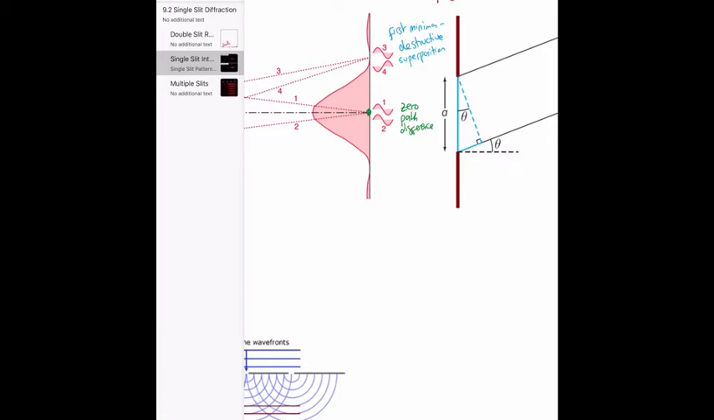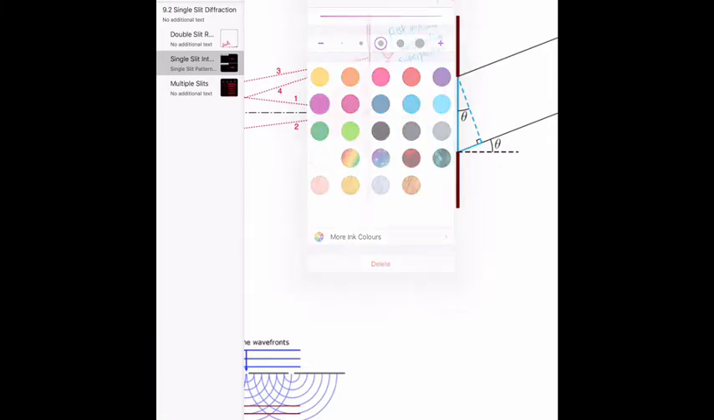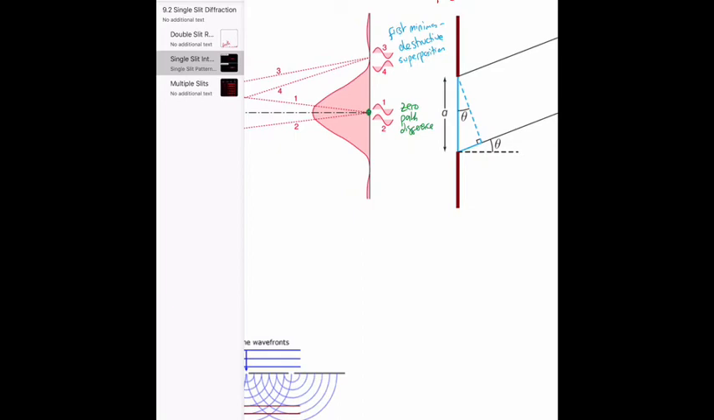Okay, so that means if we're getting destructive superposition, if we think back to our original criteria, well, that means we have to have a path difference of (n plus a half) lambda. And that first one is going to be half a wavelength apart, so lambda over 2.